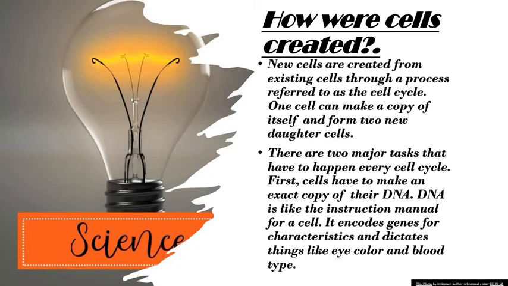There are two major tasks that have to happen every cell cycle. First, cells have to make an exact copy of their DNA. DNA is like an instruction manual for a cell. It encodes genes for characteristics and dictates things like eye color and blood type. So it's saying that an existing cell goes through a cell cycle, in which one cell makes a copy of itself and forms two new cells using the same DNA, which carries characteristics like eye color and blood type.